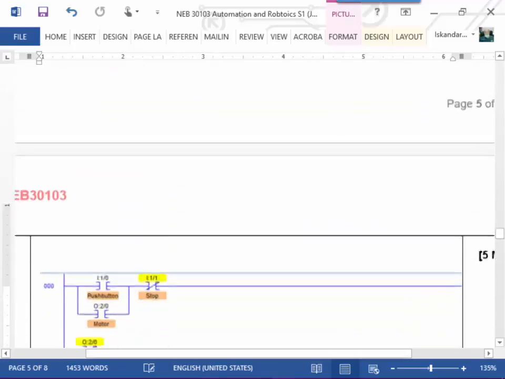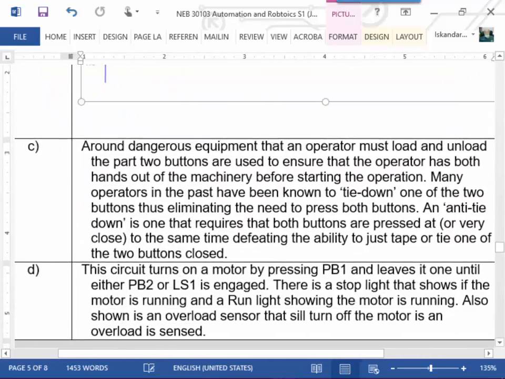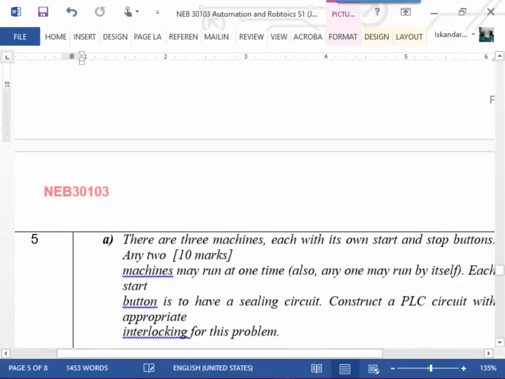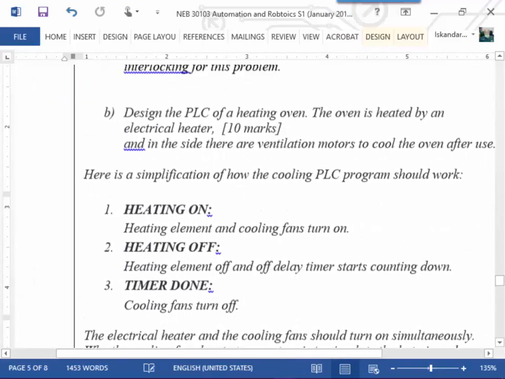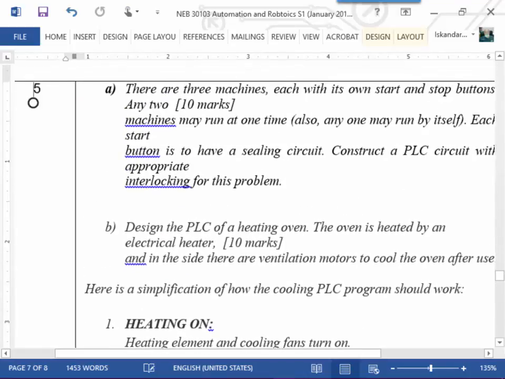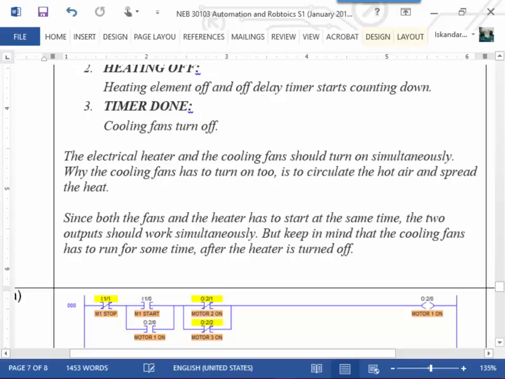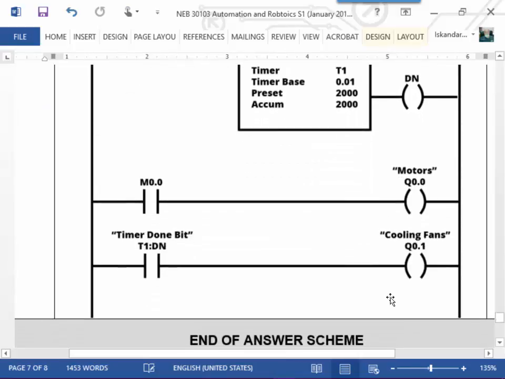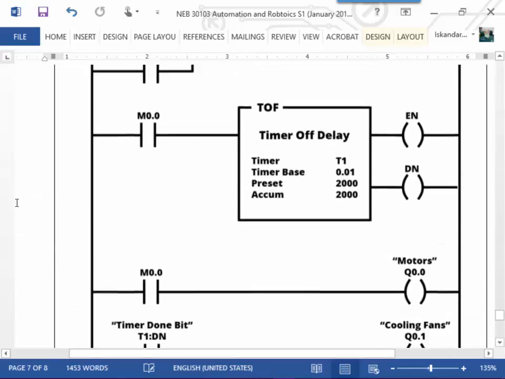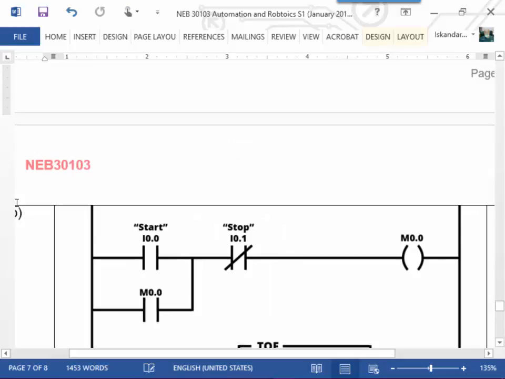If you read the problem here, question 5.3, this is A. B is design the PLC of a heating oven. The oven is heated by an electrical heater. The ventilation is to cool, and this happens to be right here. And keep in mind that the cooling fan has to run for some time after that. So this is actually the one on heating an oven. So it's a different answer.